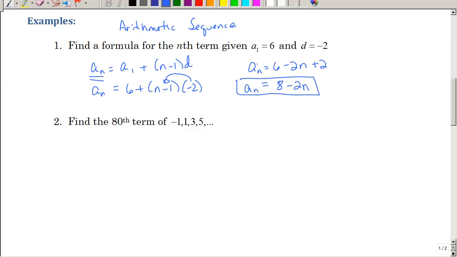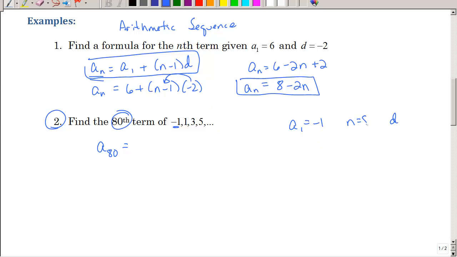Does it get harder? Well, of course it does. All right, so we're not finding a formula here. They want us to find the 80th term of that sequence. So I want a sub 80. So going back to my formula, what do I need? I need a1, I need n, and I need d. So a1 is the first term. n is what place in line? That's 80. But I need my common difference.